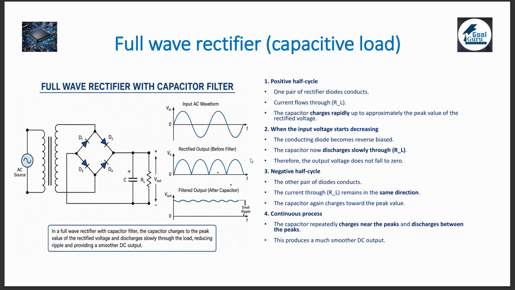So this is the DC output, and it is better, smoother than the earlier output. So here we have less ripple also. This is called ripple, and here we have smaller ripple. Therefore, in a full wave rectifier with capacitor filter, the capacitor charges to the peak value of the rectified voltage and discharges slowly through the load, reducing the ripple and providing a smoother DC output.